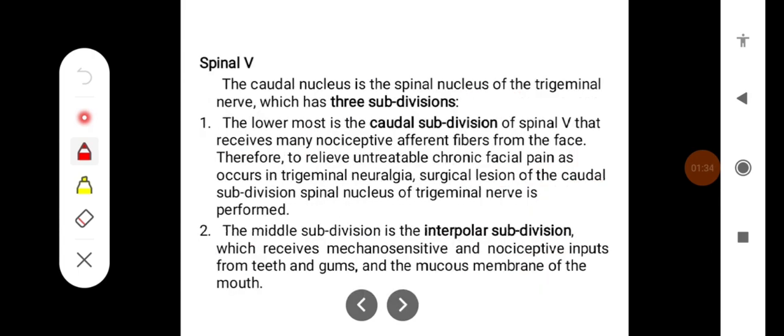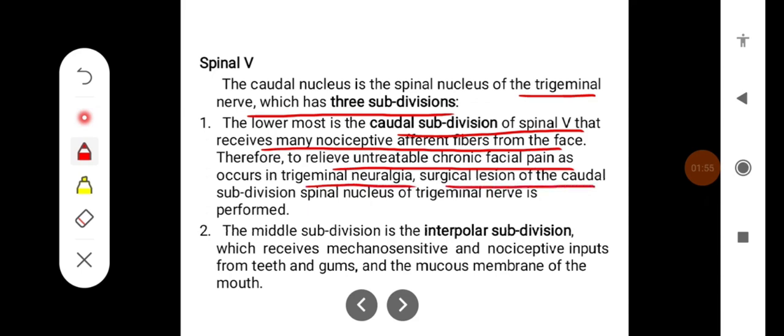Spinal 5. The caudal nucleus and the spinal nucleus of the trigeminal nerve has three subdivisions. The lowermost is the caudal subdivision of the spinal 5 that receives information from nociceptive afferent fibers from the face. Therefore, to relieve untreatable chronic facial pain as occurs in trigeminal neuralgia, surgical lesion of the caudal subdivision of the spinal nucleus or trigeminal nerve is performed.